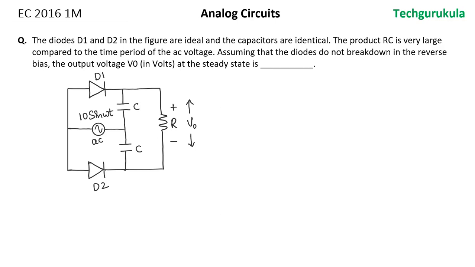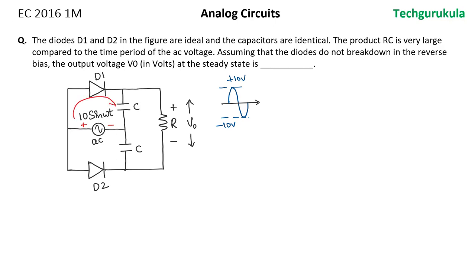Assuming that the diodes do not break down in the reverse bias, the output voltage V0 in volts at the steady state is. So now let's look at the circuit. The input voltage is plus 10 volts minus 10 volts here. So when it is in the positive half cycle, when this side is positive, this side is negative, obviously diode D1 will be forward biased as well as D2 also will be forward biased.